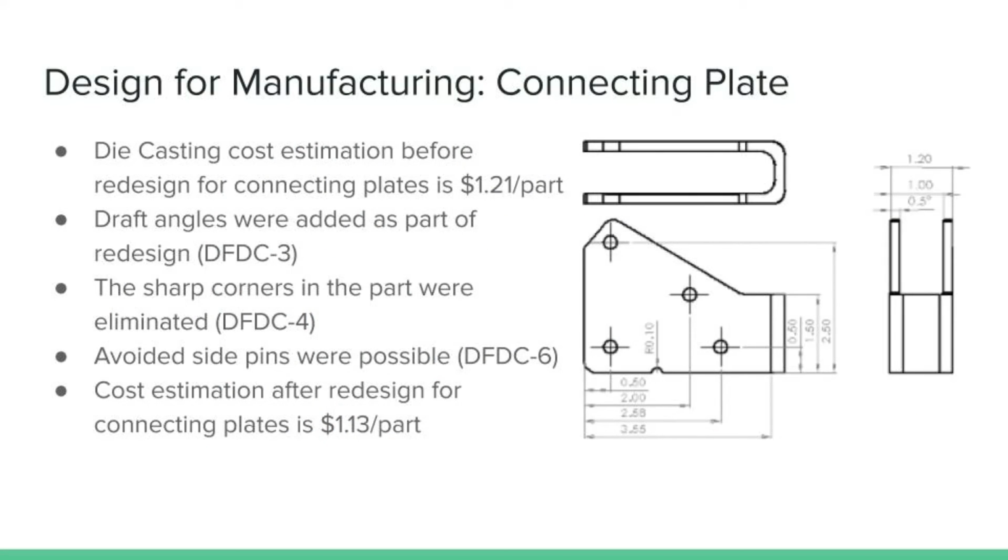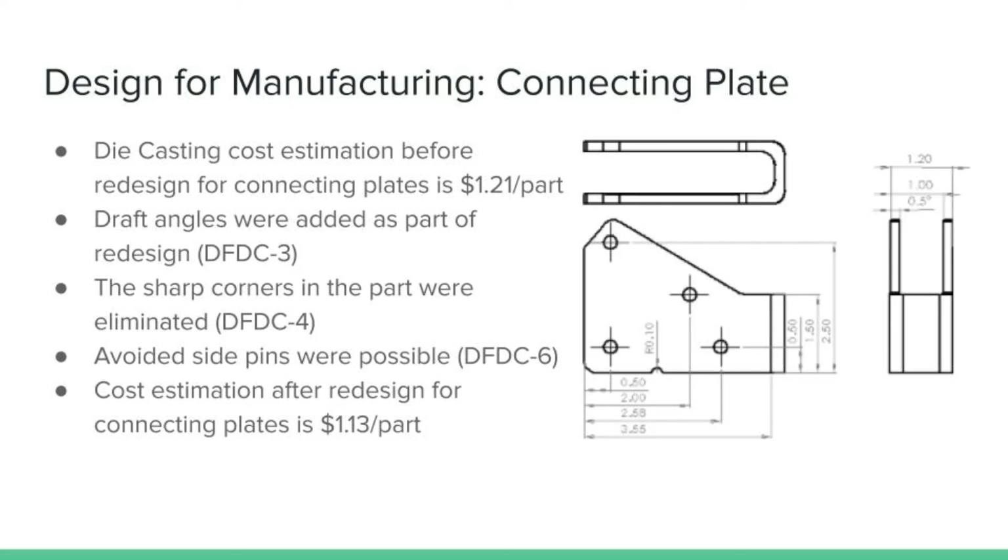During process selection, it was found that die casting was the better manufacturing process for the connecting plate, as opposed to machining the part. After using a cost estimation model, the cost of manufacturing per part using die casting was found to be $1.21 per part. The part was then redesigned using Design for Die Casting guidelines.